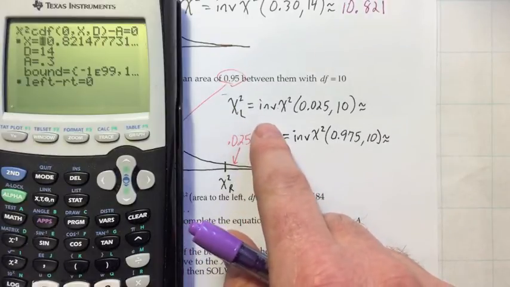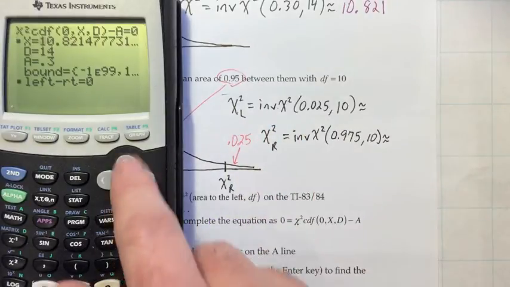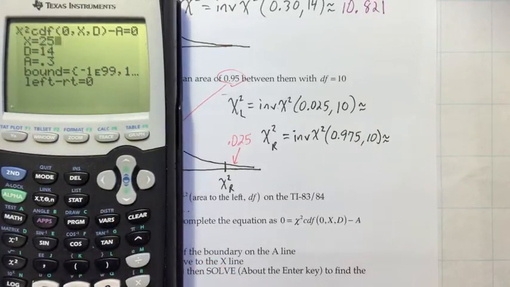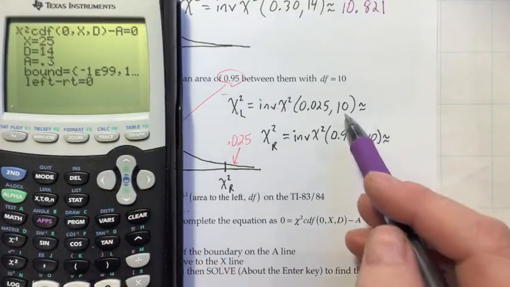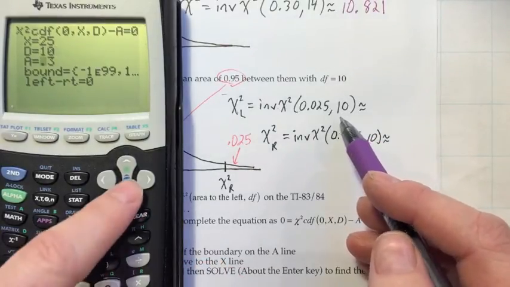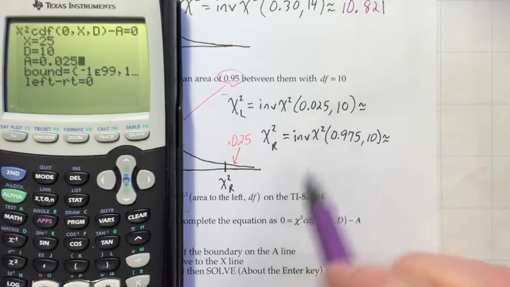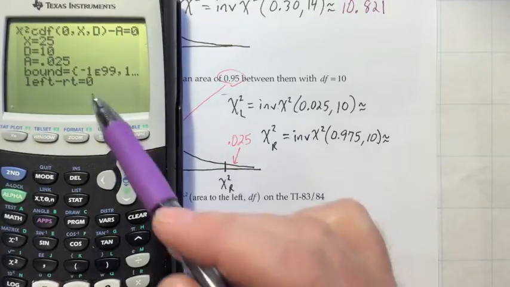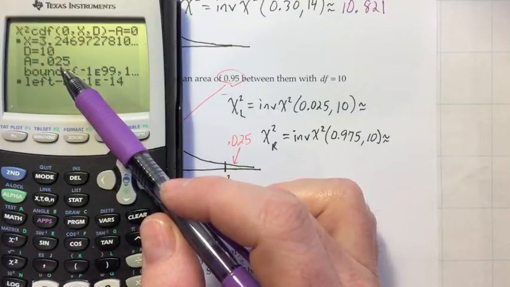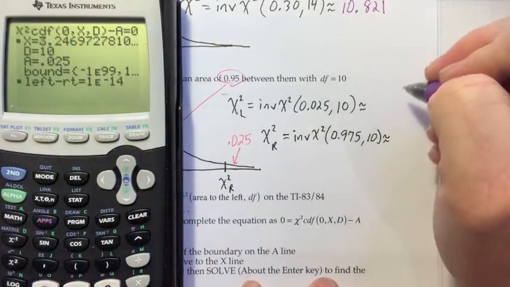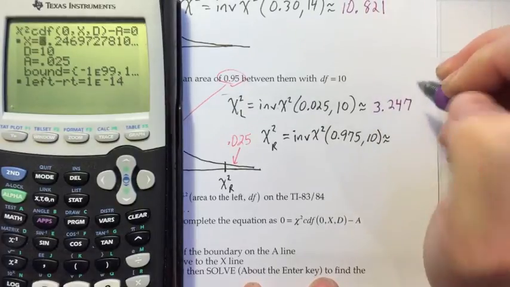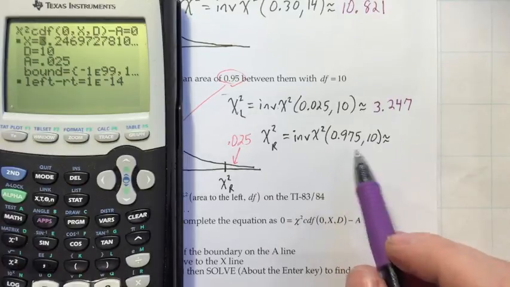So for chi-squared left boundary, this is going to be our unknown, so I'll blank that out. I guess they're going to make me put some number there, so I'll just fill it in with anything. The DF is 10. The area to the left is 0.025. Now I just filled this in with any number, but if I highlight it and hit the alpha key and then the enter key to do solve, it's going to think through, with 10 degrees of freedom and an area to the left of 0.025, what is the chi-squared value? And it's telling me that it's 3.247.